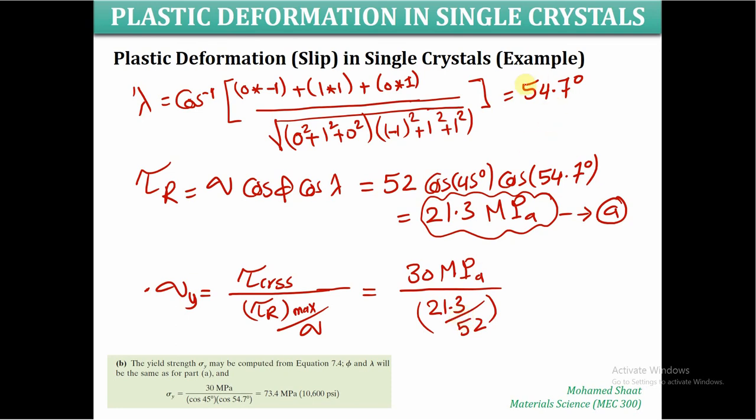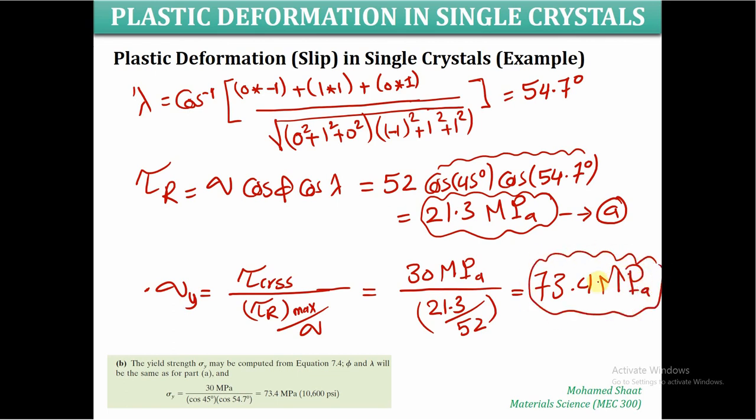The other option is that you can substitute the cosine term, excluding the 52, into the denominator, and you're going to end up with the same value. So it's up to you. If you have done the calculations, you're going to end up with 53.4 megapascal. It means that the yield strength of this material is going to take place at a stress level higher than that. To initiate the yielding, this requires an applied stress equal to 73.4. I'm sorry, 73.4 megapascal.